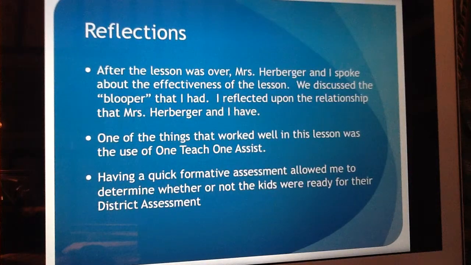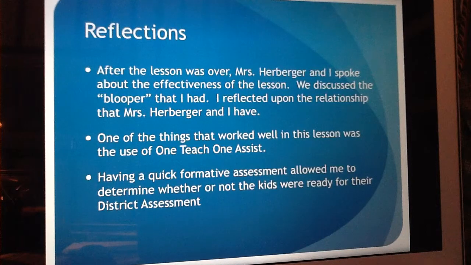After the lesson was over, Miss Harberger and I spoke about the effectiveness of the lesson. We discussed the blooper that I had, and it made me reflect upon the relationship that Miss Harberger and I have. When I made my mistake, she was able to step in, take over, give me a break, and I was able to take on the role of the co-teacher then.